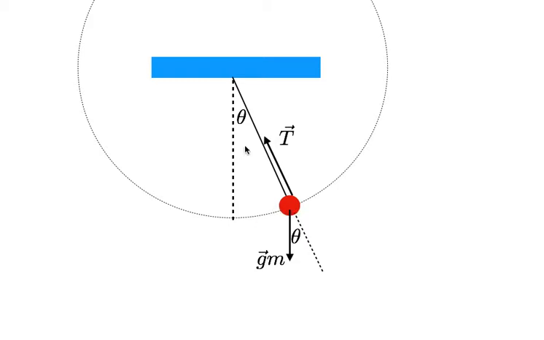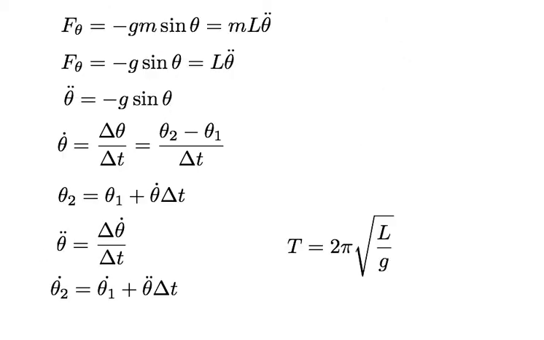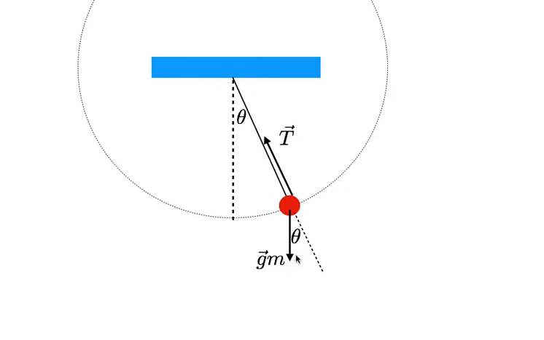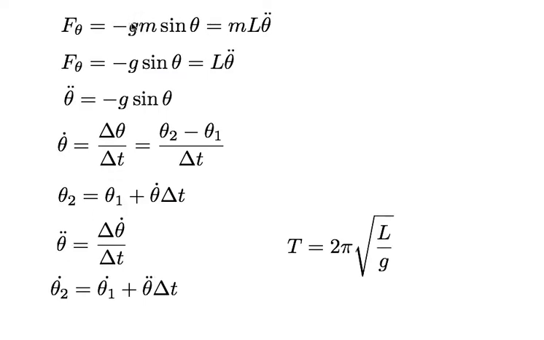Okay, so I want to find the component of force in that direction, and let's set that equal to mass times acceleration in that direction. So here's what I have. There's a lot, but calm down. It's not bad. This is the force in the theta direction. It's negative g times m times sine theta. So if you look up here, this component, I can draw it right there, would be mg sine theta. So that's the force, negative.